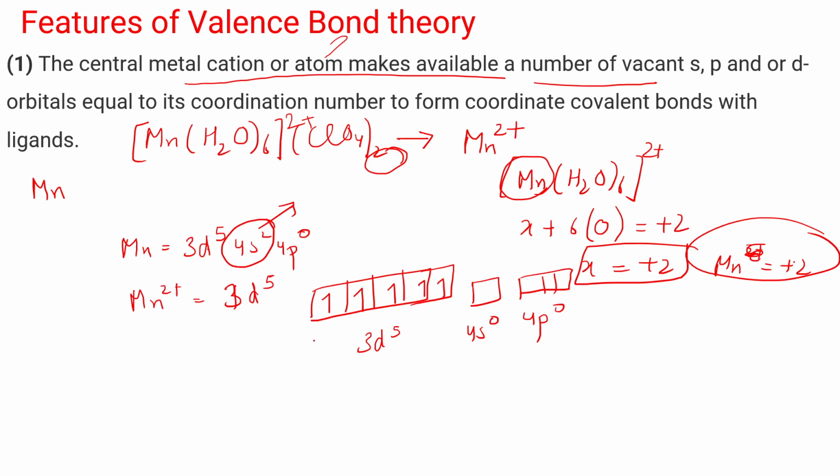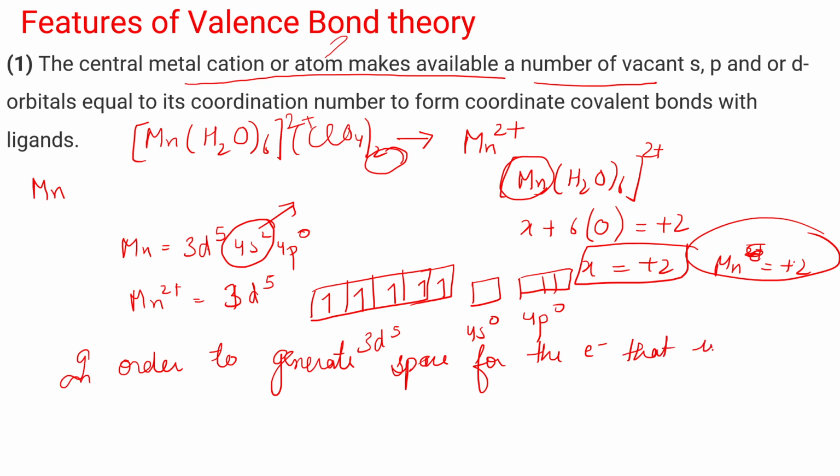Unless required, electrons are always singly filled. We fill singly with electrons first, unless it is required to pair them. But in order to generate space for the electrons that will be donated by the ligand, pairing of electrons will occur.